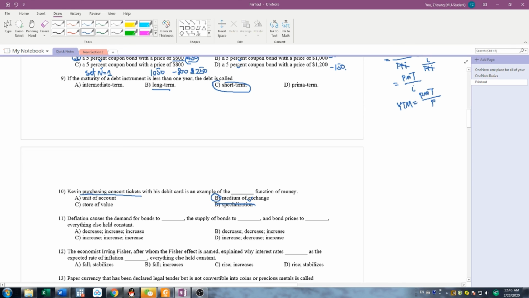But notice there will be some questions that are pretty similar. For example, if Kevin noticed a concert ticket costs a certain amount of money, since he's not really buying the ticket, he just sees the price tag, that is going to be the unit of account function of money. That is a small difference between these two. It really matters if he's really buying something or just sees the price tag.